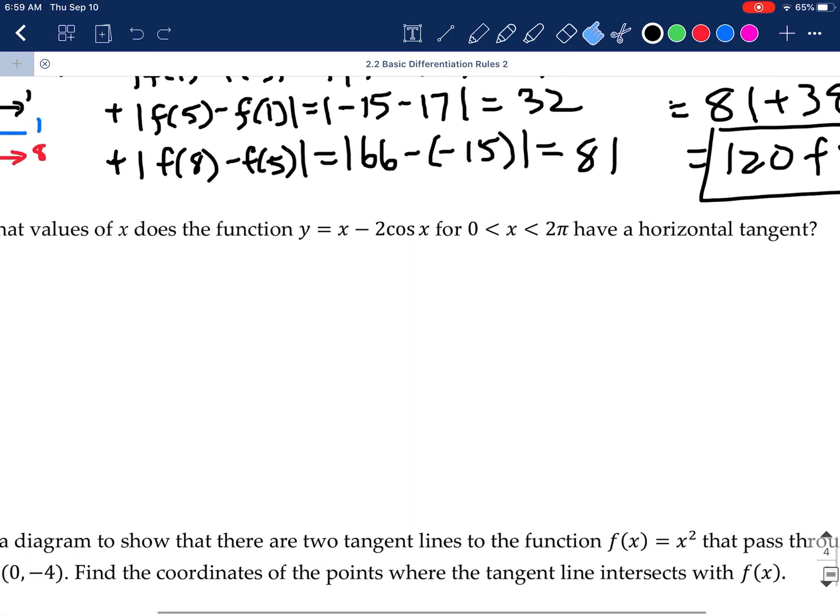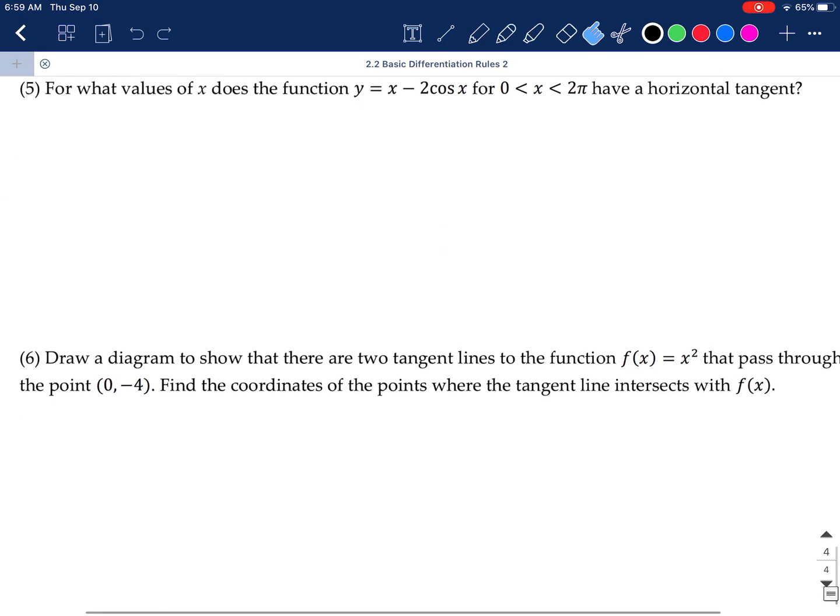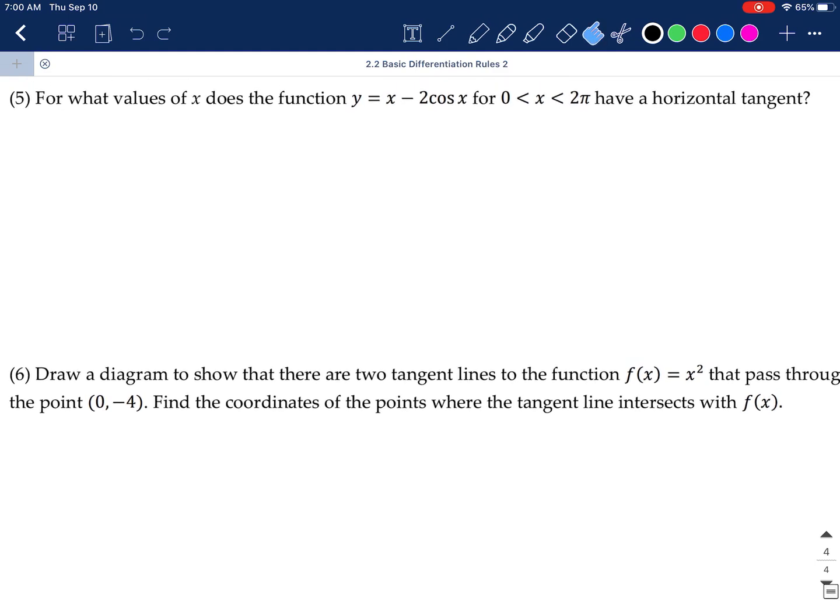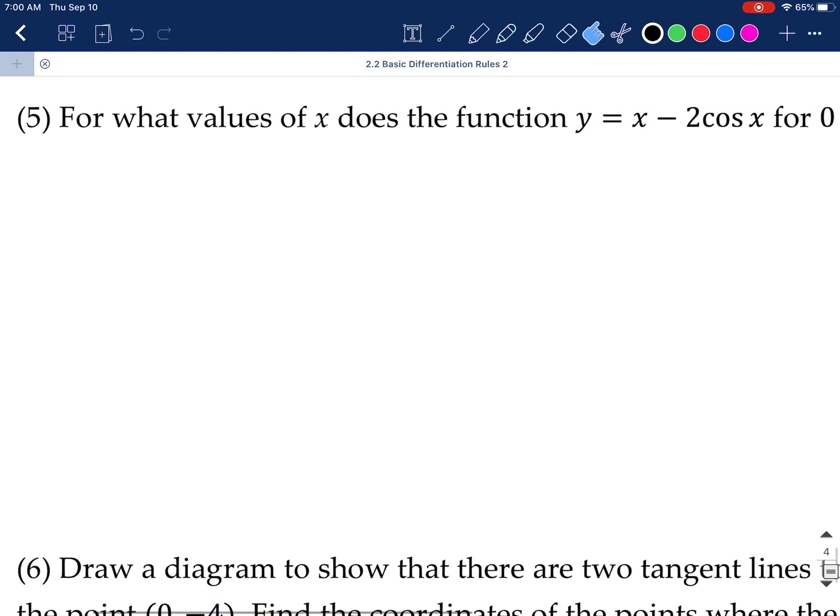All right, good. So we've got 2 more here, so I'll discuss these pretty quickly. For what values of x does the function have a horizontal tangent on the interval 0 to 2 pi? Horizontal tangent is another buzzword that we'll see quite a bit. Our tangent is horizontal if y prime is 0, right? So the derivative of y is equal to 0. So let's go ahead and differentiate this.